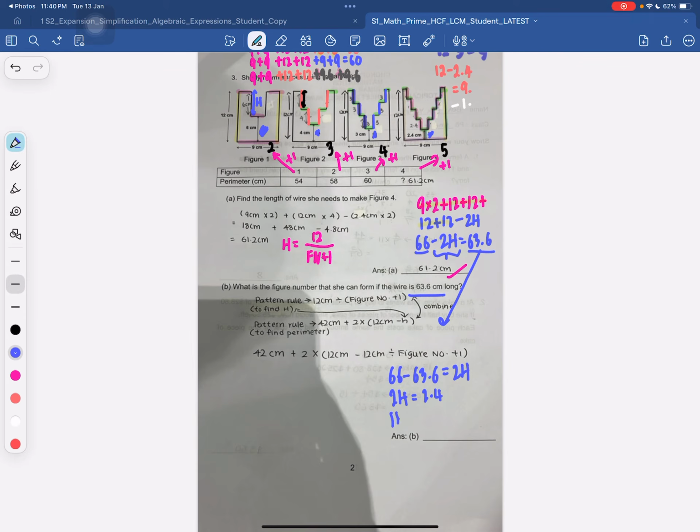1H is 2.4 divided by 2, which is 1.2. So we found 1H. Just now we got this formula for H, right? So we know that 12 over figure number plus 1 gives me 1.2.